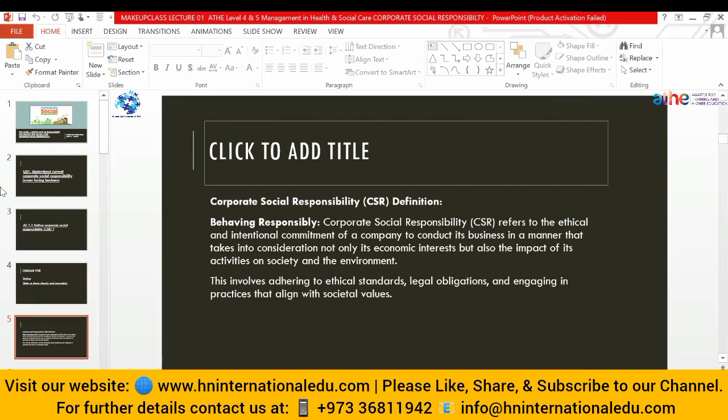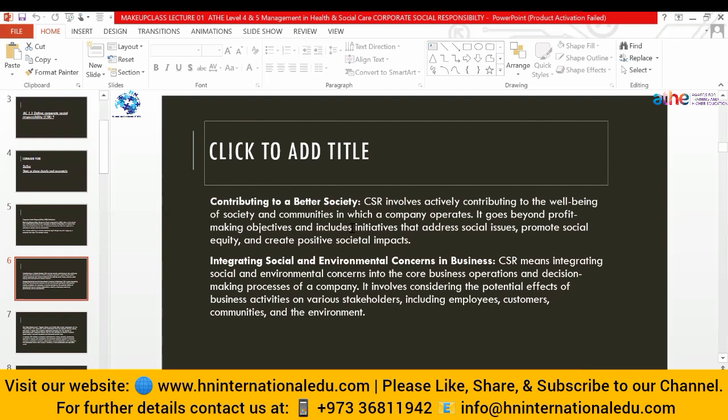This involves adhering to the ethical standards, legal obligations, and engaging in practices that align with societal values. Contributing to a better society. CSR involves actively contributing to the well being of society and communities in which a company operates. That is, in the big brands or the big organizations like Apple, Samsung, Google, and so on, Microsoft, they all have CSR policies.